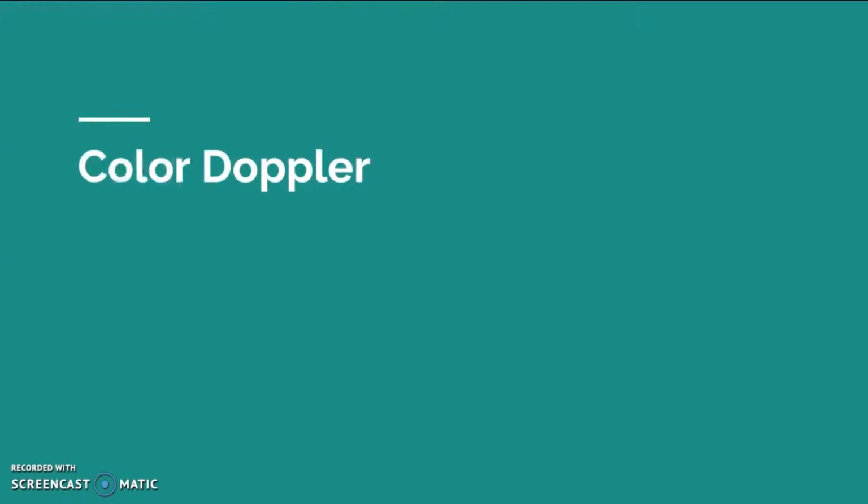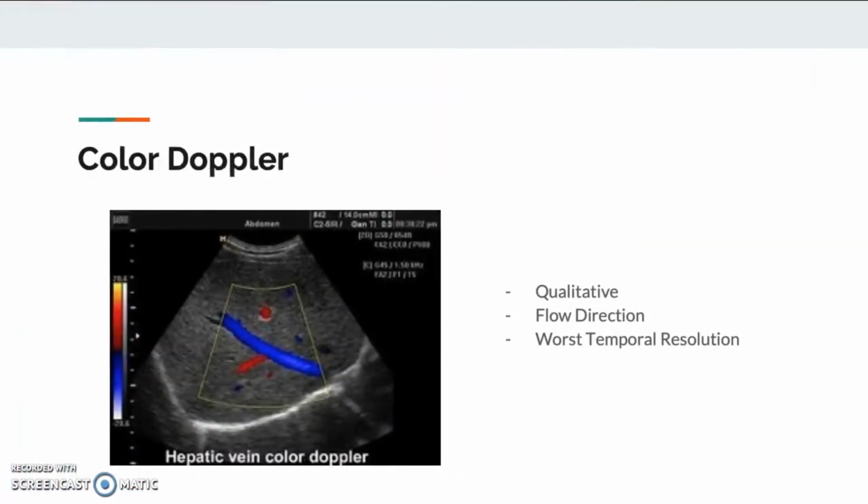And now for the basics of color Doppler. Color Doppler allows you to look at a large region of a patient quickly, giving the mean velocities in a vessel. This is known as qualitative because we are able to know the flow direction, but not the true velocity. It's also important to note that this is the worst for temporal resolution.